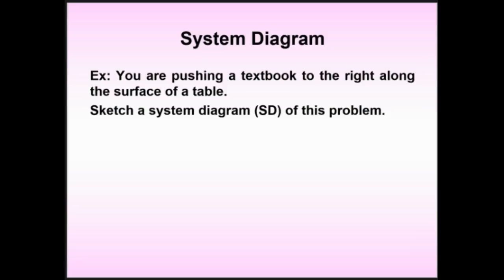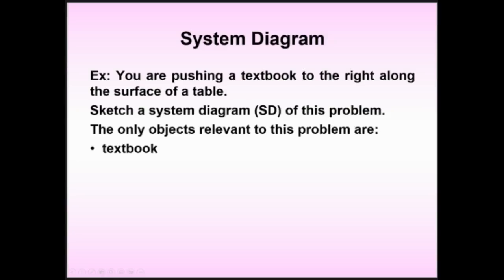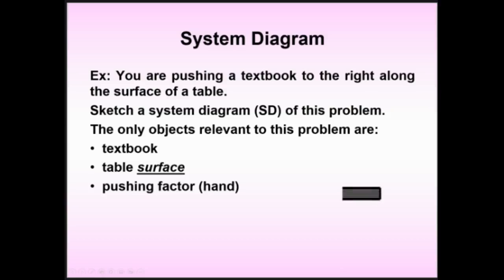But is that a physical object or more like information? All right, let's sketch the objects first. So the only objects relevant are the textbook, probably the most interesting thing that gets moved, the table surface. I don't care about the whole body of the table. I just care about the contact surface. And then finally, the pushing factor, which in this case is you or just your hand. So here's how I always sketch a textbook. The easiest way to sketch a textbook is to sketch a box and put some leaves through it. Done. That's a textbook.